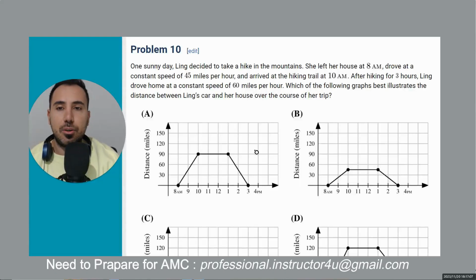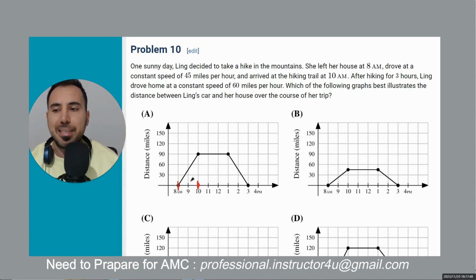Problem 10 is all about the speed and the slope of a line. And if you can't get this question right, that means you don't understand these fully. Let's practice this one together. One sunny day, Ling decided to take a hike in the mountains. She left her house at 8 o'clock, drove at a constant speed of 45 miles per hour, and arrived at the hiking trail at 10. So we start at 8, we arrive at 10, and we go at a constant speed.